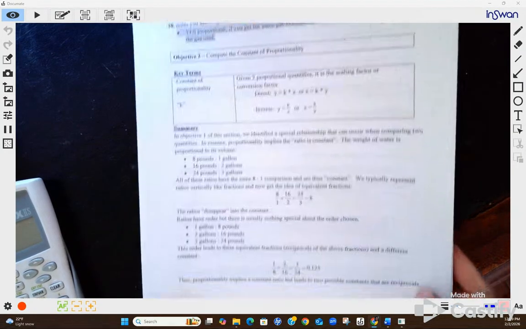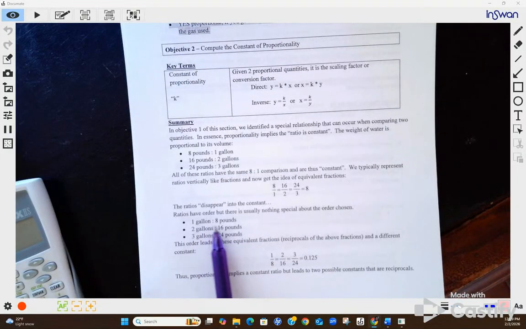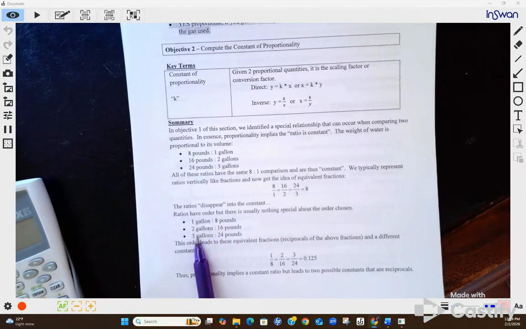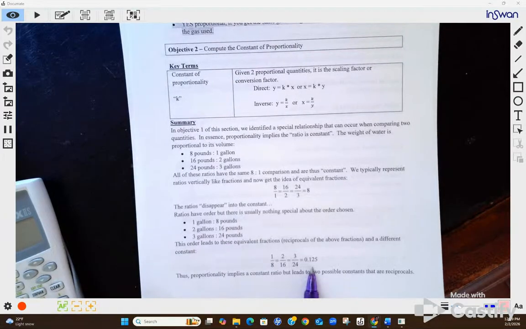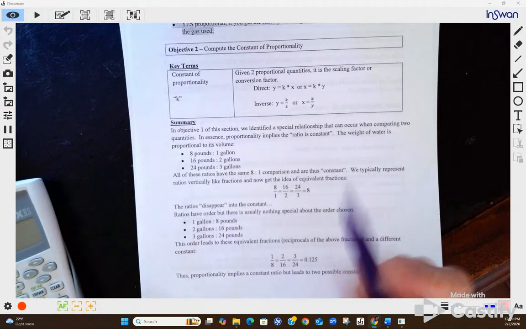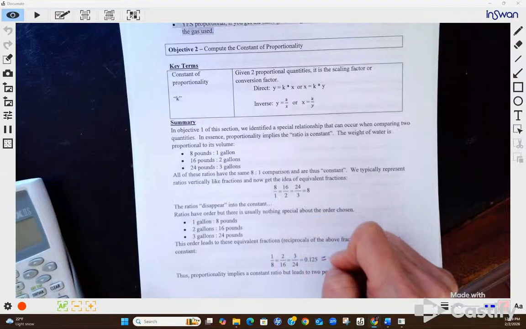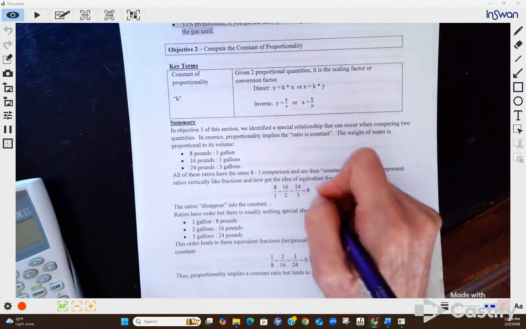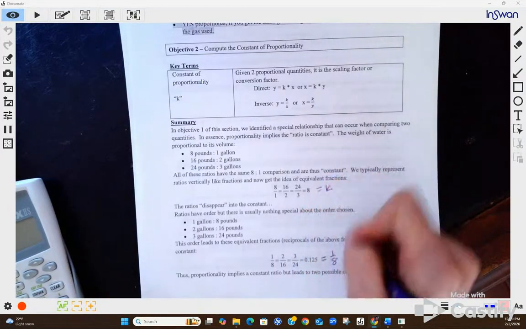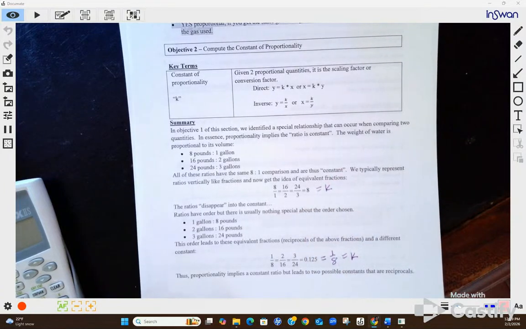You can also go the other way. 1 gallon is 8 pounds, 2 gallons is 16 pounds, 3 gallons is 24 pounds, and if you divide that out, then you get 0.125, but as a fraction, it's 1/8. So depending on the way you approach it, either of these could be considered the constant of proportionality, depending on the order in which you set things up. And then the constants of proportionality would just be reciprocals of each other because you're just setting it up backwards from the way that you set it up the first time.